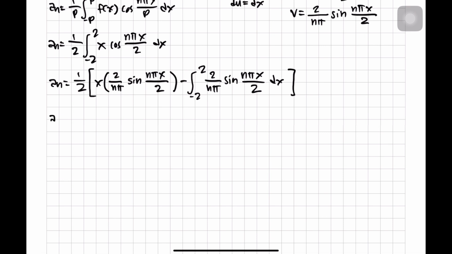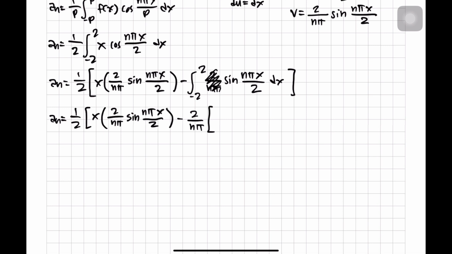Okay, so a_n is equal to 1/2. So basically copy this, 2/(n pi) sine(n pi x over 2). Okay, so we need to integrate this part. We can move the 2/(n pi) outside, and then integrate. So we're only left with sine.